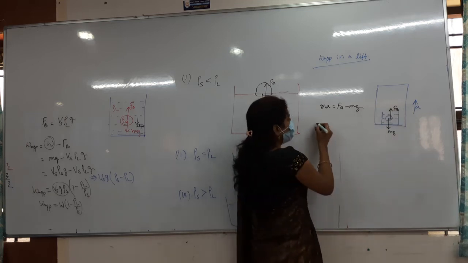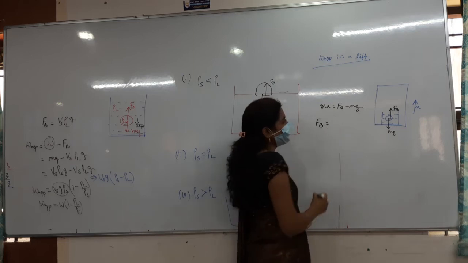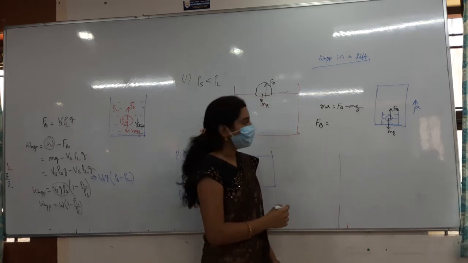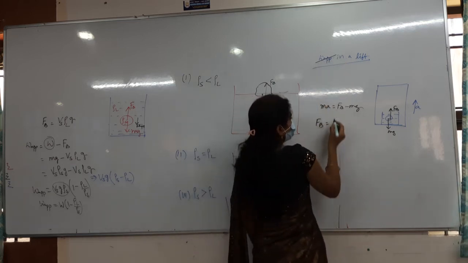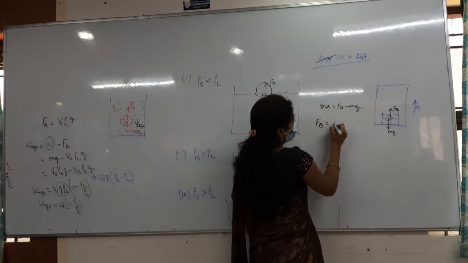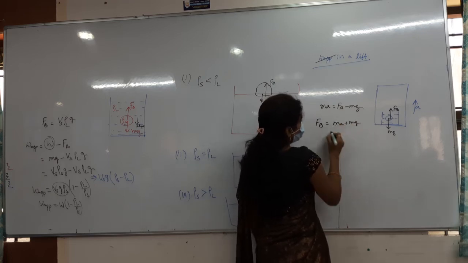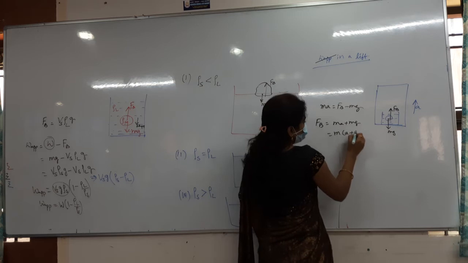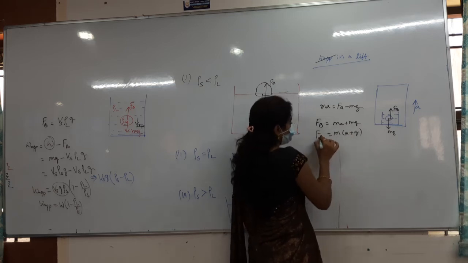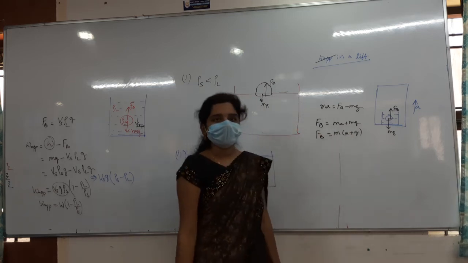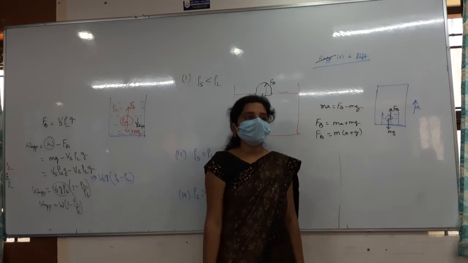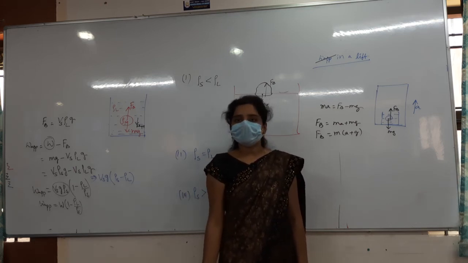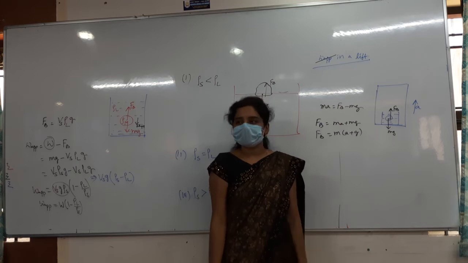So you have to find the force of buoyancy, that upthrust will give you the value of the apparent weight. So the upthrust you can write as ma plus mg, then m common, a plus g. You already know that whenever the lift is moving in the upward direction, the apparent weight increases. Apparent weight is increasing, and here we are calculating the upthrust.